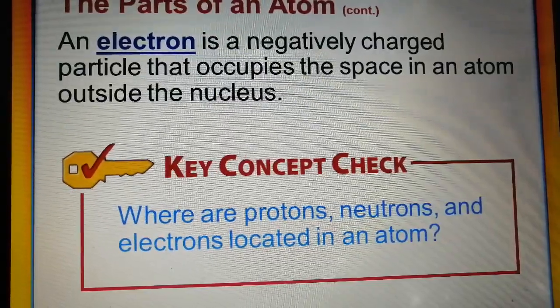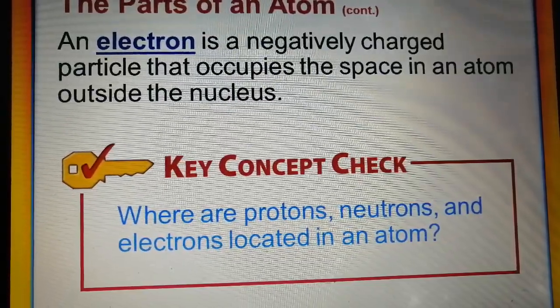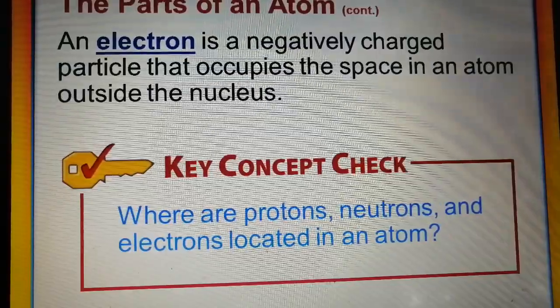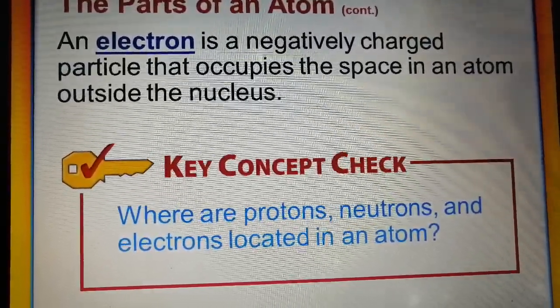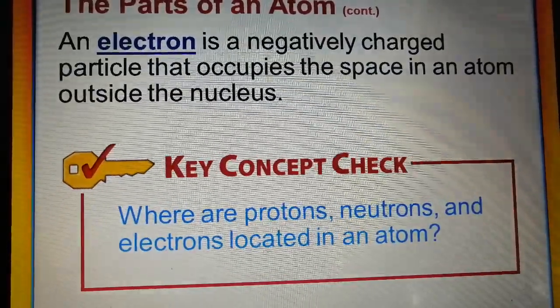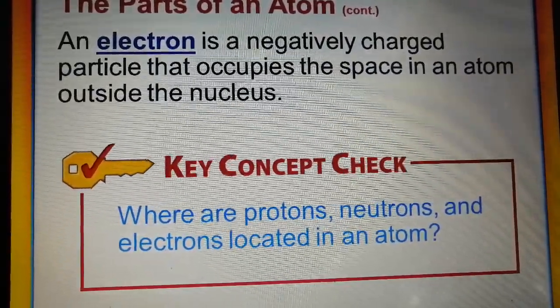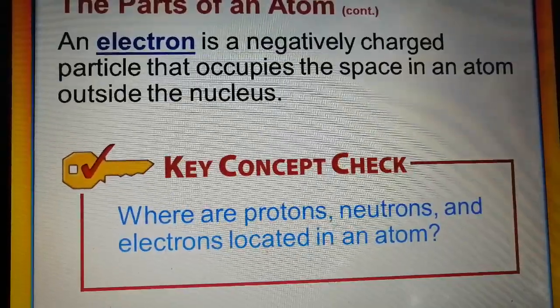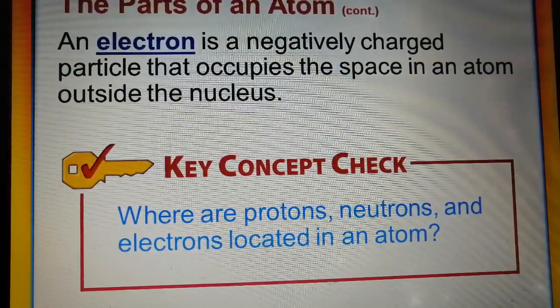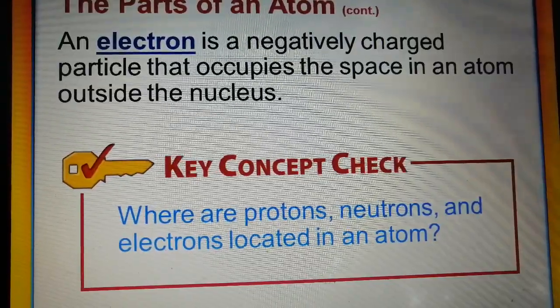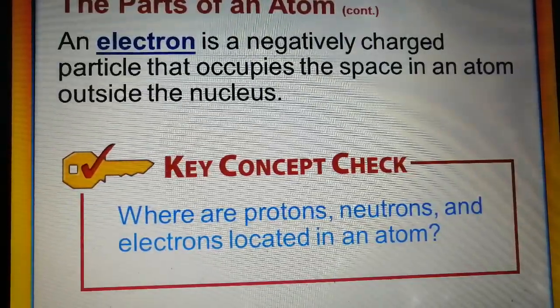Now think about this question. Where are protons, neutrons, and electrons located in an atom? Now you must think about this question. The answer is protons are located inside the nucleus, neutrons are located inside the nucleus, but electrons revolve around the nucleus.